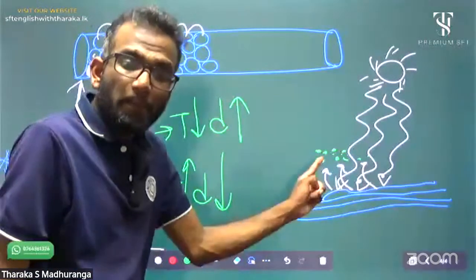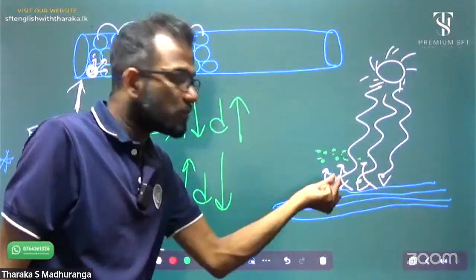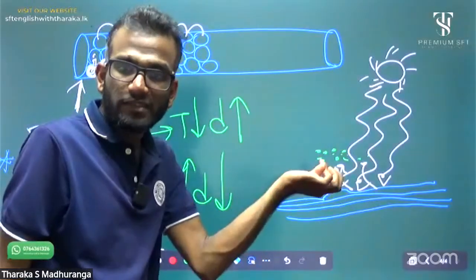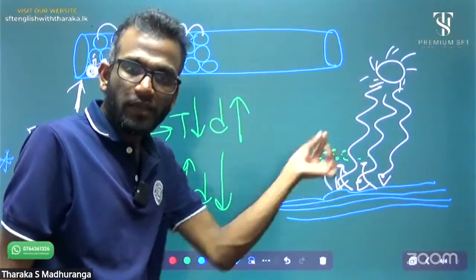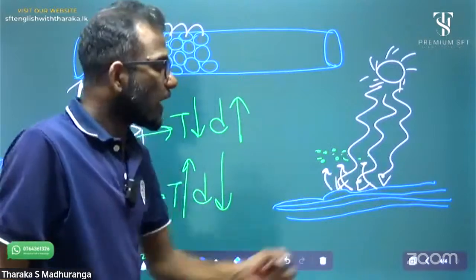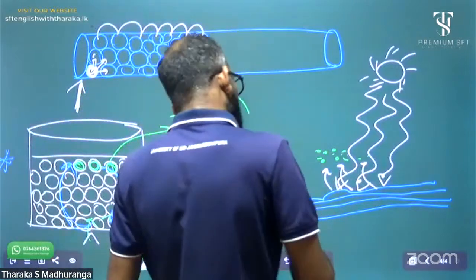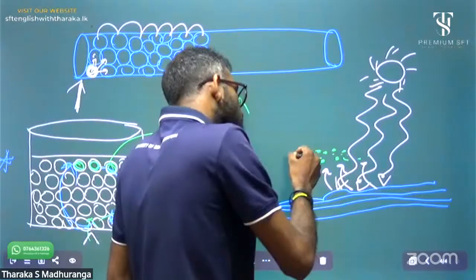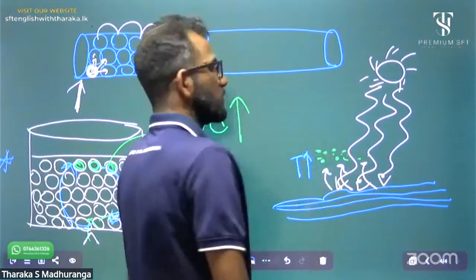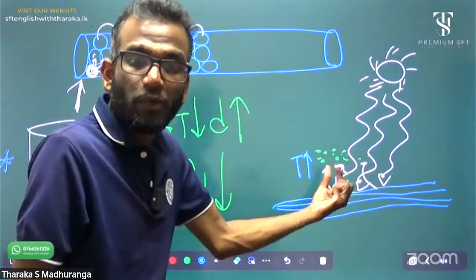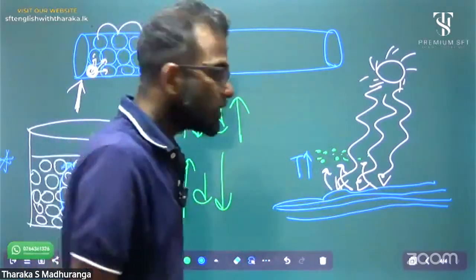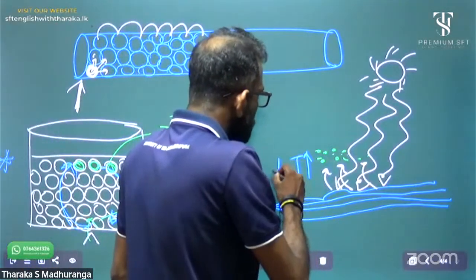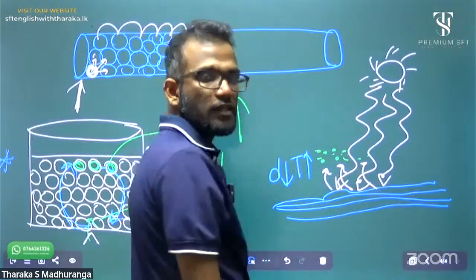Now, how about the temperature of these? They are water vapors now, in gas form, H2O gas. How about their temperature? They are highly heated because they are evaporated molecules. What happens to their density? The density is low.